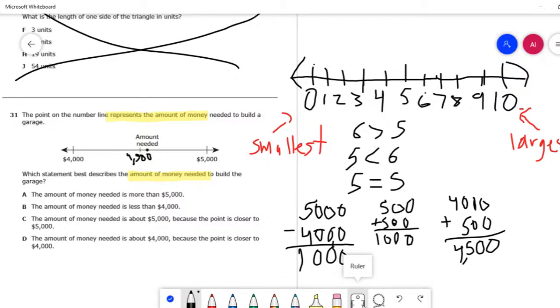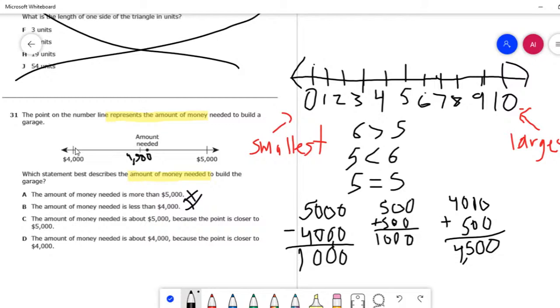So now we can really start looking at our answer choices. Answer choice A says the amount needed is more than 5,000. That's wrong because, like we talked about, the number all the way to the right of the number line is the largest or the greatest number, like we talked about in the 0 to 10 number line. So we know that answer choice A is incorrect. Answer choice B says the amount of money needed is less than 4,000. Again, this is also incorrect because, like we talked about, the number all the way to the left has to be the smallest number. And here, since 4,000 is the smallest number, we can't have anything less than the number 4,000. So we can mark that as wrong too.